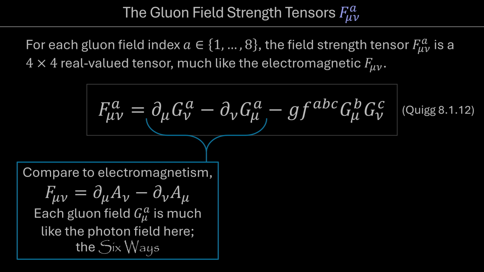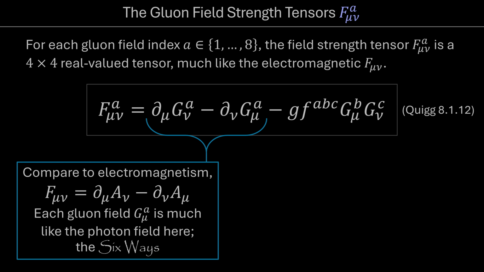And here we find the same thing, but we find 8 copies of it, 1 for each value of A, that is, 1 for each generator of SU3. So sometimes when you hear people talk about QCD, they'll tell you that the gluon fields are kind of like 8 copies of the photon field. And now you can see why it is that people say that. Because if you just think in terms of the 8th gluon field, and if you take the 6 ways of that field, that is one of the main things that contributes to the 8th real-valued field strength tensor.